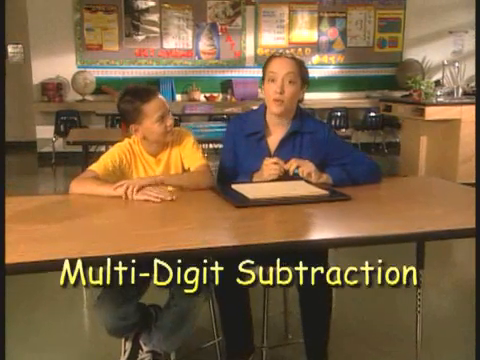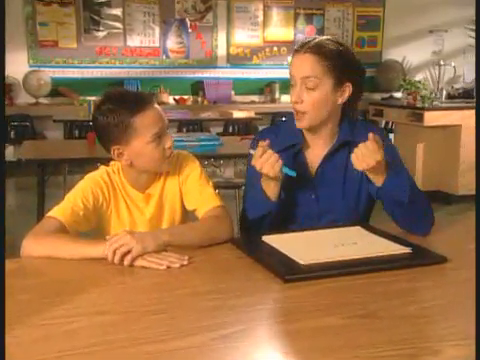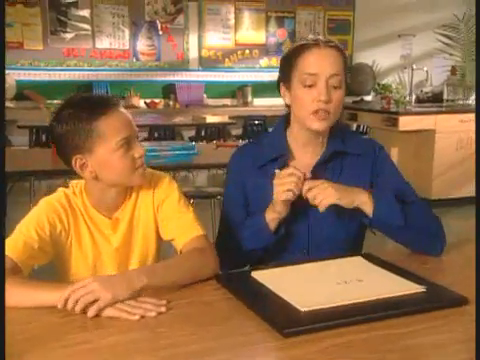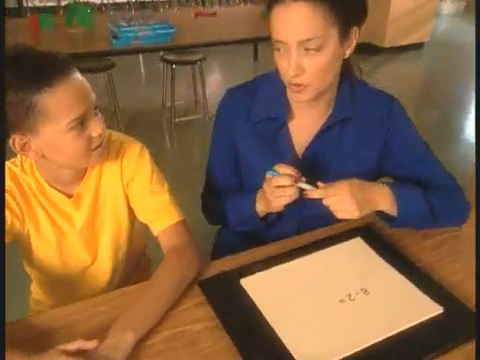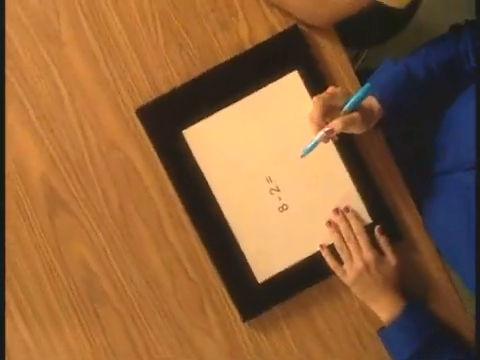Okay, today we're going to talk about multi-digit subtraction. So let's review. What is subtraction? Basically, it's just taking away a number from another number to find the difference. So let's look at a problem that you've probably seen before. It's a pretty simple problem, and that would be 8 minus 2. What is the answer? 6.